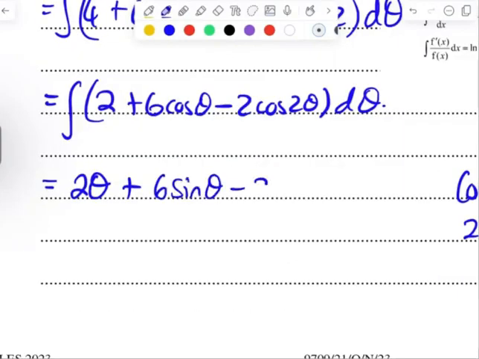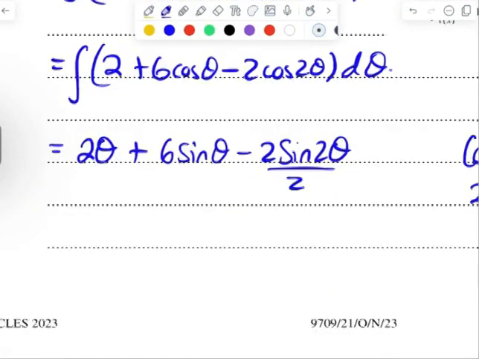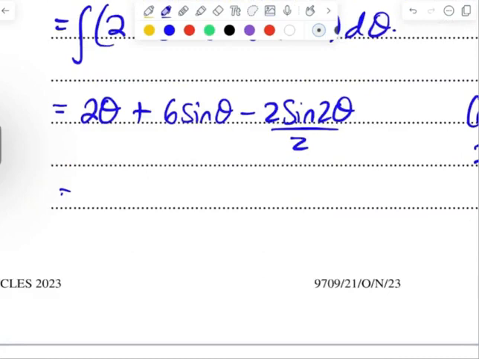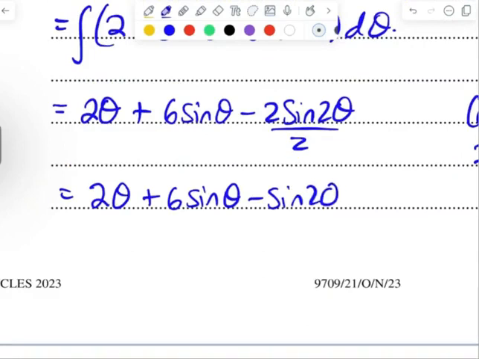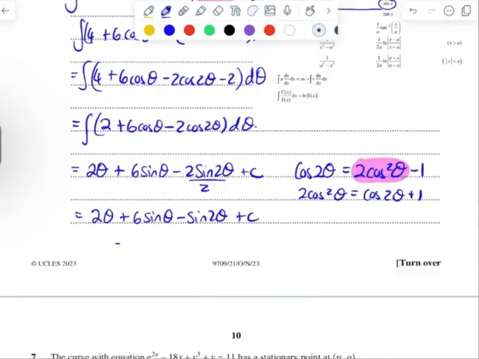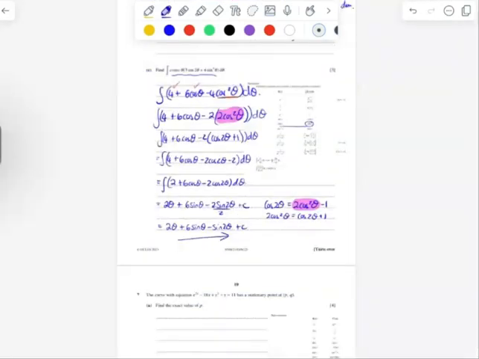And here I'm going to keep my coefficient. Cos becomes sine, so this time it's sine 2 theta, but then I need to divide by 2 because I have a composite function. Theta plus 6 sine theta minus sine of 2 theta. I should have also put my plus c up at the top, so I've got a plus c at the end. And that is my integral for this question.